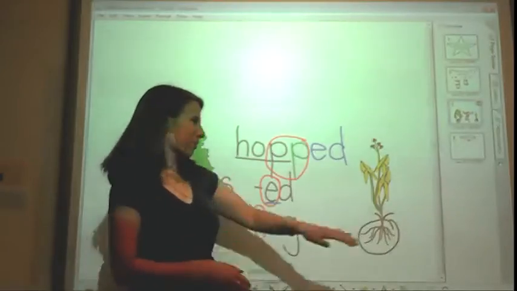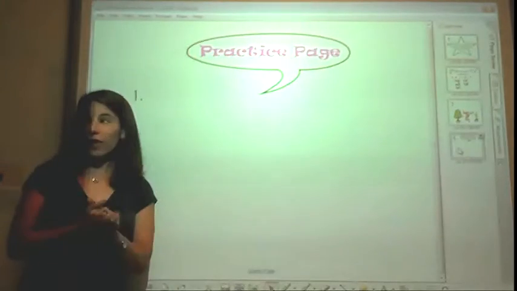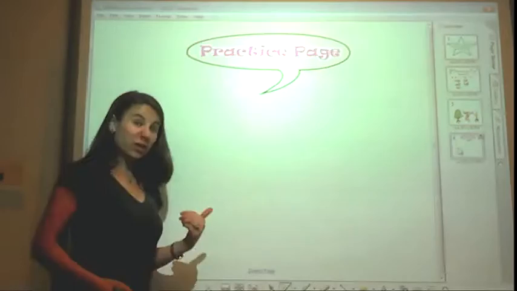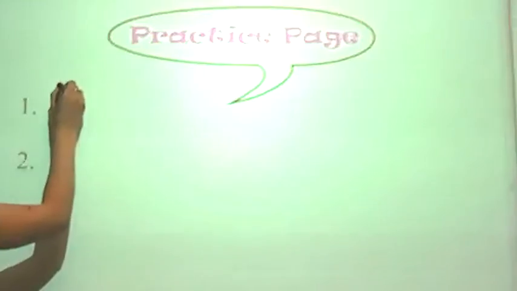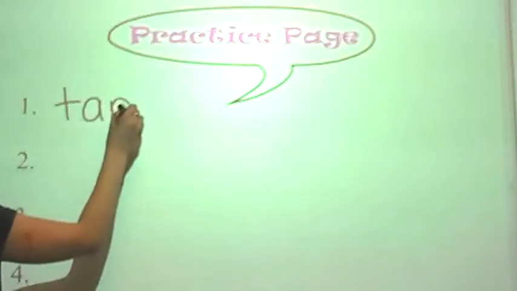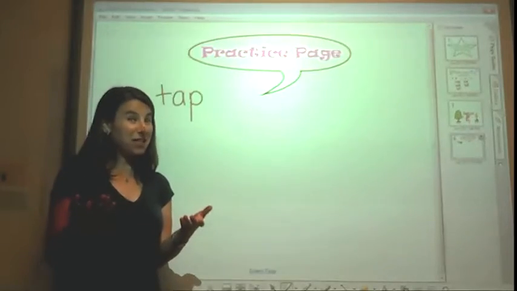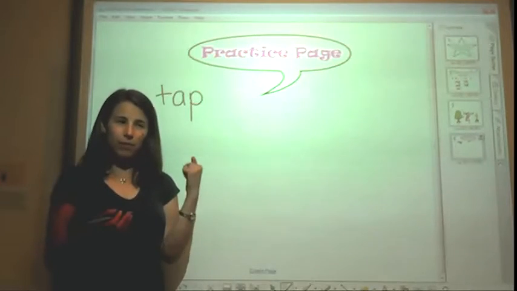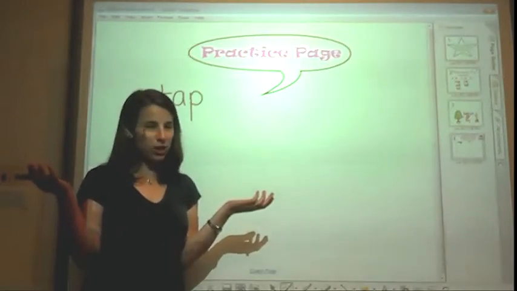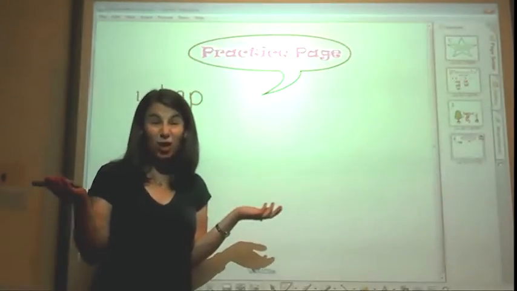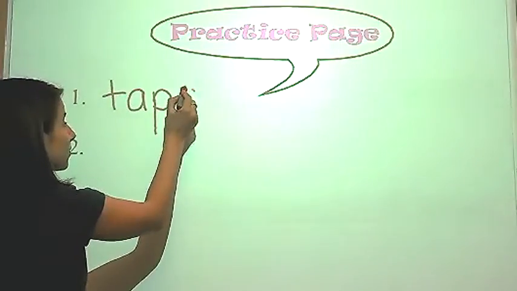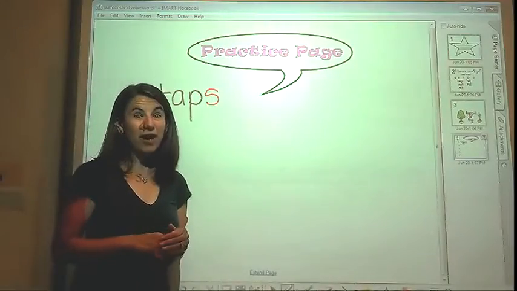Let's try some practice words. All right, our first practice word is going to be the word tap. Spell it with me out loud if you know it. T-A-P. But now I wanted to say taps. And if you remember, when you add the S onto the end of your root word, you don't have to change anything because S doesn't start with a vowel. So let's add our S. Now we have the word taps.